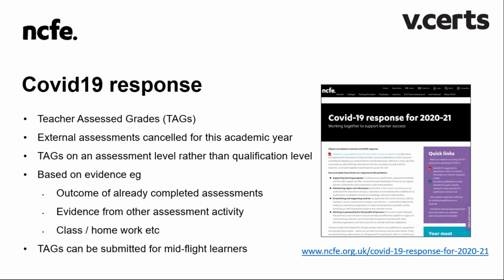Now, we will be asking for any teacher assessed grades, any TAGs, on an assessment level rather than a qualification level. So in other words, you'll be letting us know the TAG for the external assessment and then a TAG for each internal assessment separately, rather than an overall teacher assessed grade for the entire qualification. So you won't be saying for the graphic design qualification, the learner has a level 2 pass. You'll be telling us instead for the graphic design external assessment, they have a level 2 pass. For unit 1, they have a level 2 merit, whatever it happens to be.